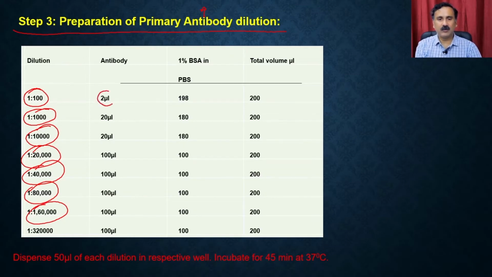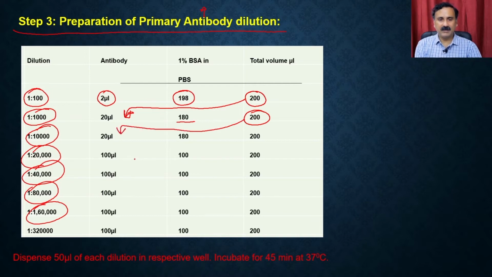So you can take 2 microliters and add it to 198 microliters, and that will give you 200 microliters. From this 200 microliters, you can take 20 microliters and add 180 microliters, and that's how you get the 2 microliters back. Again you take this and add it here, and you continue like that, and that's how you get the serial dilution of the complete curve.